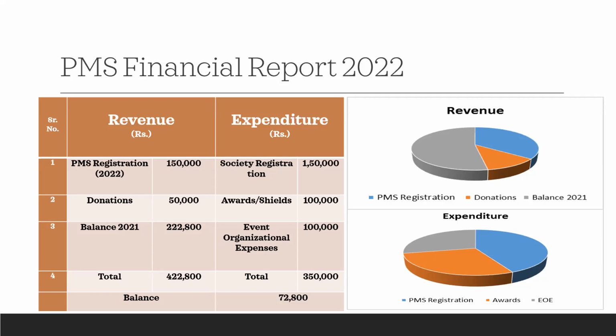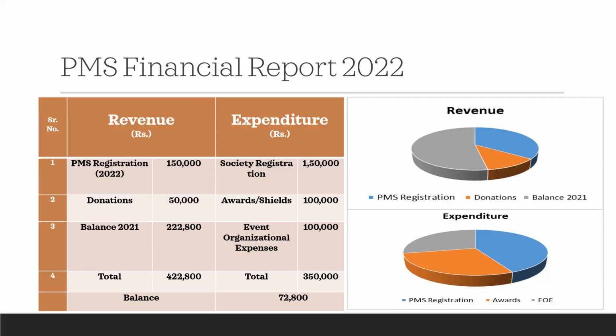However, in the case of expenditure, the very important point is society registration, which was already explained by Dr. Sikandar. This is the main point for our Pakistan Membrane Society. It will cost 1,50,000 rupees. In the upcoming year, we have scheduled other very good events as well. So there will be awards and shields given to a number of students who participate in them, and we kept 1,00,000 rupees for that. When we are organizing different events, it will cost around 1,00,000 rupees. That will be a tentative amount.